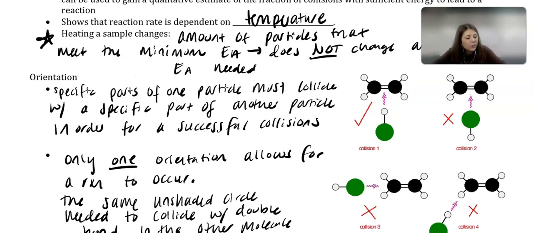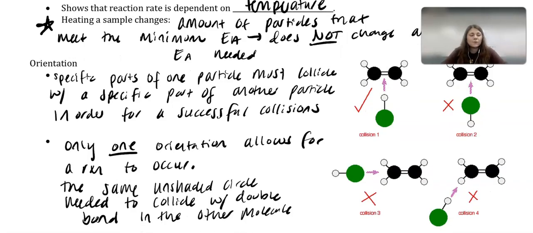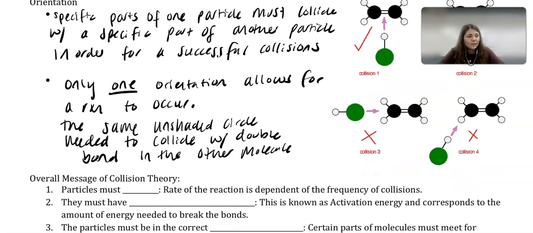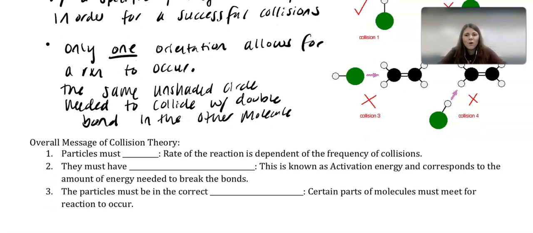It didn't work in collision 2 because here you have the green larger circle hitting the double bond. That doesn't work. Collision 3, this is hitting this part of the molecule right here, which is not the double bond. And here, this is colliding with one of the surrounding atoms. That is not the double bond. So here, not a successful collision. So it honestly, truly matters, talking about that particle scale, how those particles need to be reacting in the correct orientation.